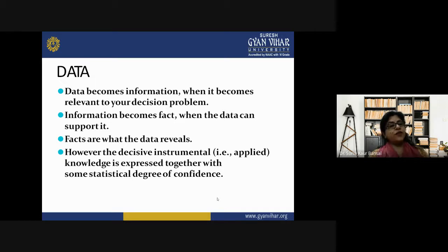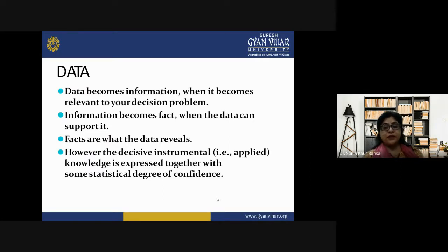Whatever problem you have taken, if it is a research problem, I basically mean by that. So whatever research problem you have taken, if your data is relevant to that, it is a useful piece of information for the investigator. Now, information becomes fact when the data can support it. So students, when you are doing research and have collected your data, if your data is relevant to your research problem, then this type of data becomes information. And it becomes fact if it is supporting that research. So facts are what the data reveals, how the different numbers are reacting, how they are conveying their meaning to you. Data is revealing the facts itself.